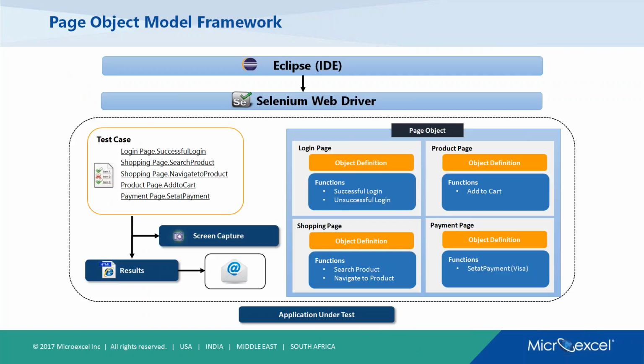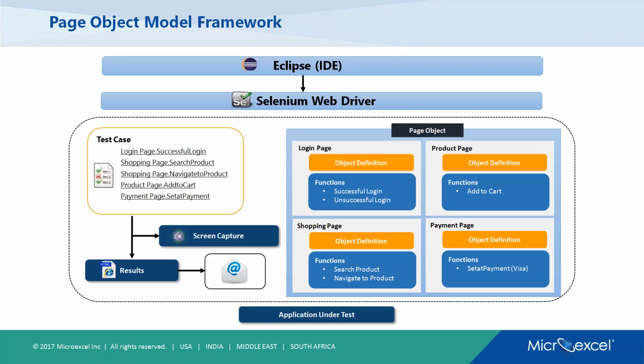This is the whole model when it will be implemented. It is very similar to the hybrid model. The only thing differing over here is the right side of your screen, the page object. So I've taken again an example of e-commerce websites to draw this diagram. You have a login page, shopping page, product page, payment page, and each page has an object definition for all the elements and then the functions which can be performed on them.